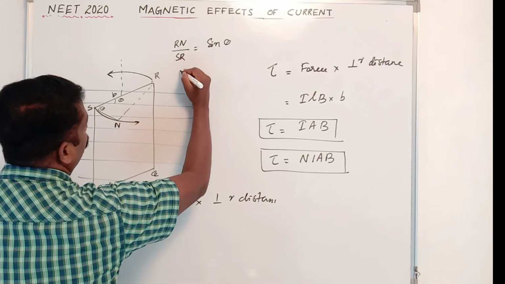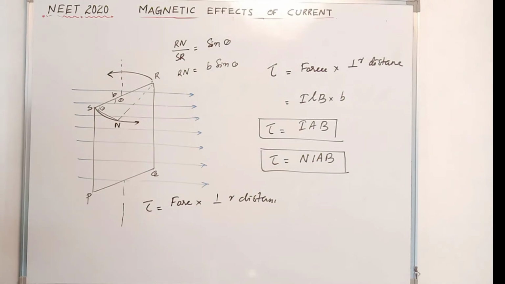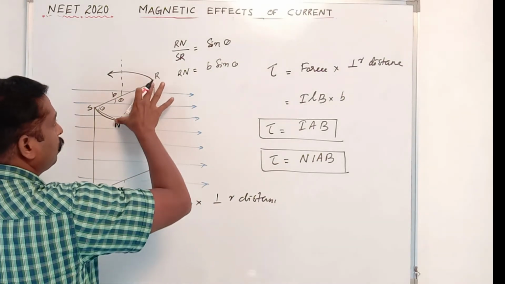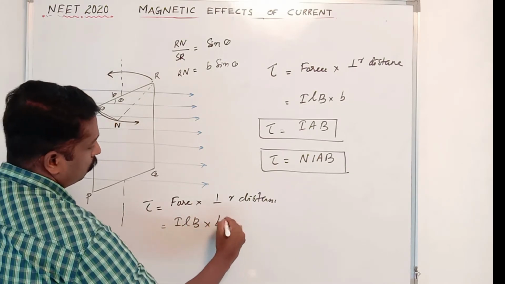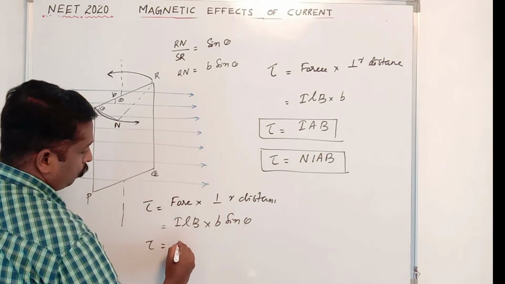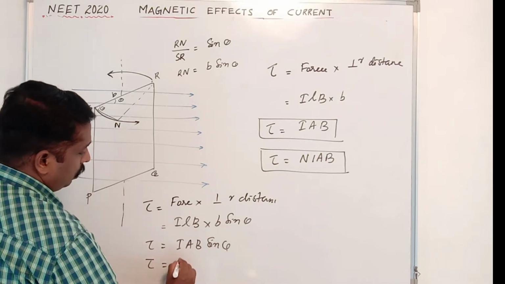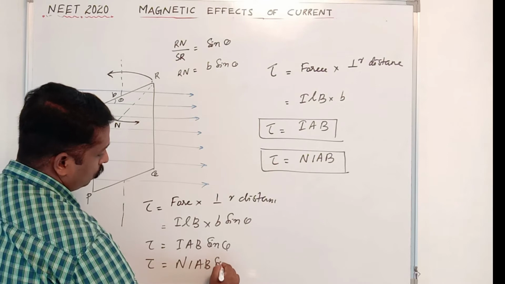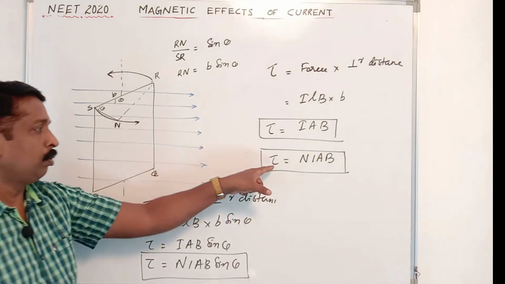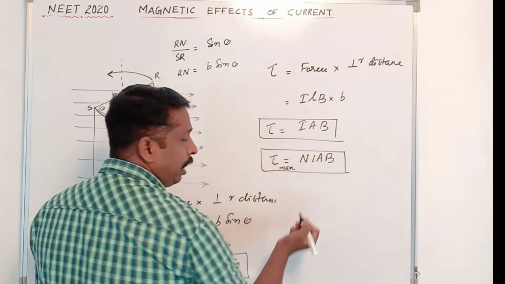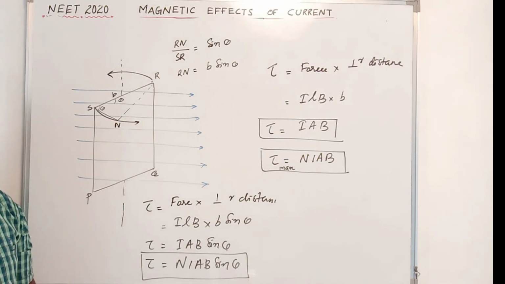So RN is equal to B sine theta, because SR is the breadth of the rectangular wire frame. So this is the perpendicular distance. Then the force is I L B into the perpendicular distance B sine theta, then tau is equal to I A B sine theta. For n turns of the loop, it is N I A B sine theta. So this is the general equation actually. When theta is equal to 90 degrees, then tau max is equal to N I A B. Theta is equal to 90 degrees, maximum torque is obtained. Okay.